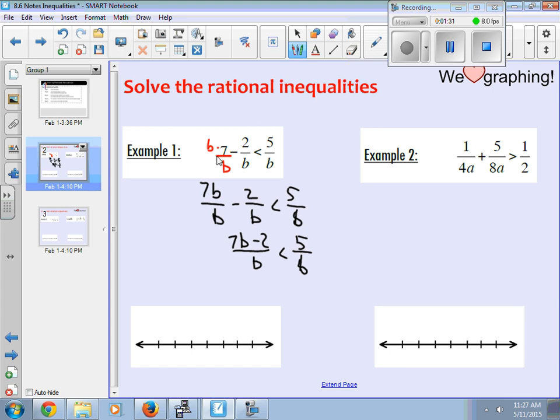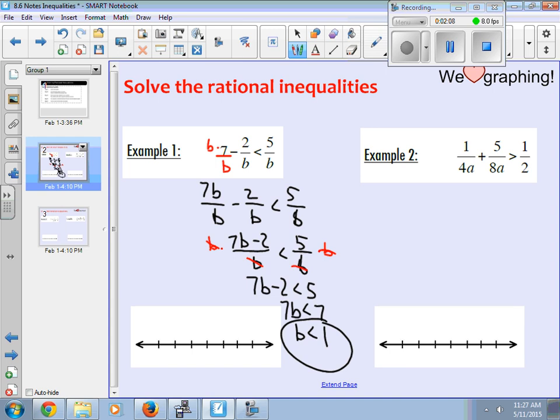Now we can multiply both sides by b, and our denominators cancel out just like they did with the equations, and we now have 7b minus 2 is less than 5. If we solve this out, we should get our answer. 7b, if we add 2 to both sides, is less than 7. Divide by 7, you get 1. Remember when you're working with inequalities, that if you ever end up multiplying or dividing by a negative, you switch the sign. Okay, so this, for the most part, should be our answer.